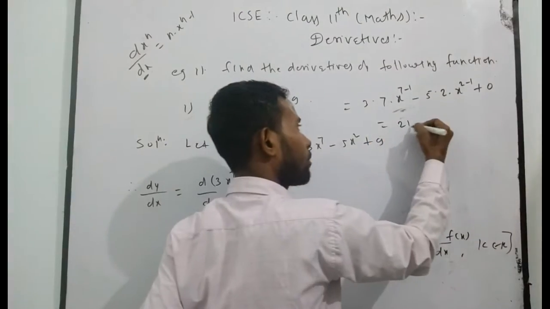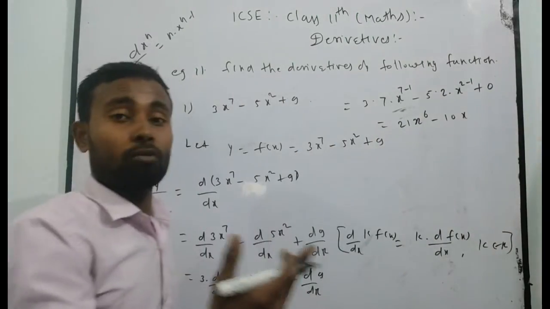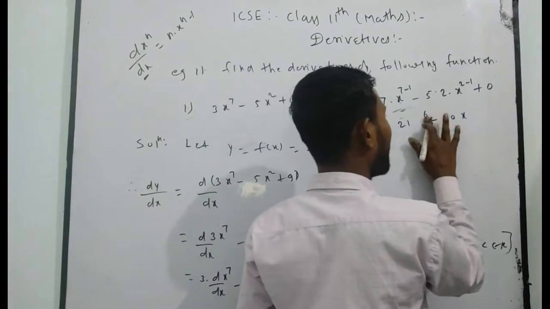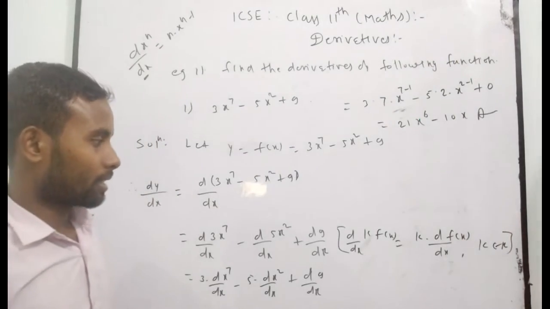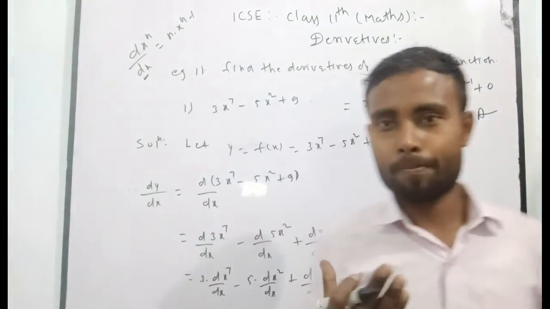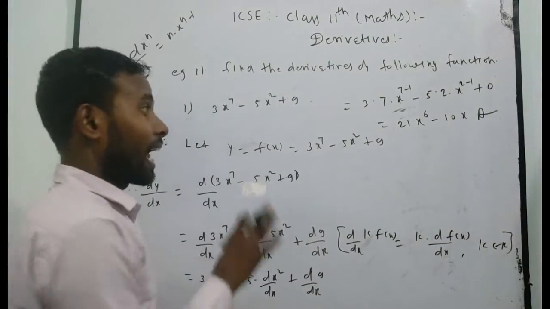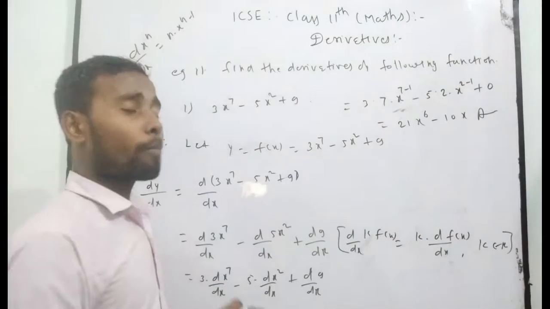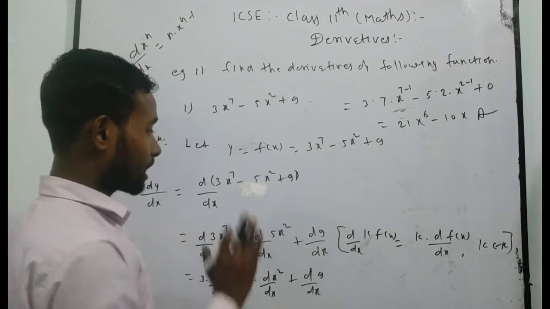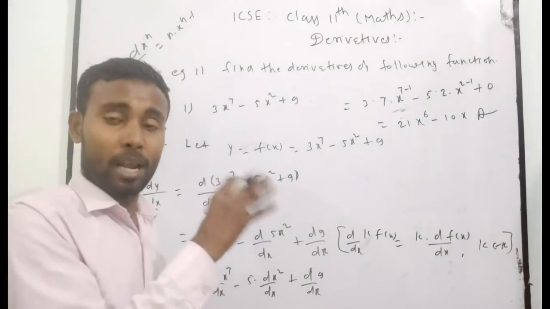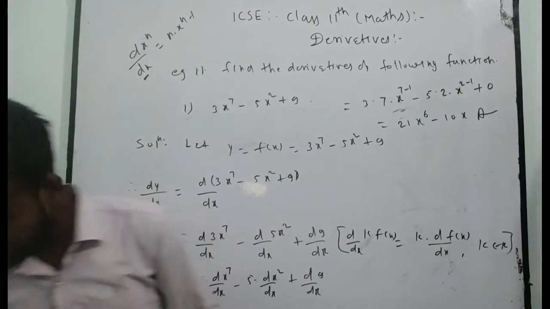So, in the next step, you can write 21 times x to the power 6, minus 10 times x to the power 2 minus 1, that means x. So 21x to the power 6 minus 10x is the required answer of this problem. Try to learn the steps, because you are studying particularly for boards, and if you write this way, you get full marks in mathematics. So I always suggest you write each step. This is how we utilize all the properties of derivatives. Have you understood? Now take the next example.